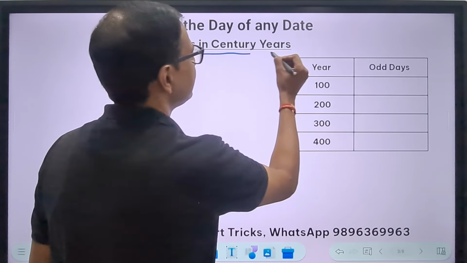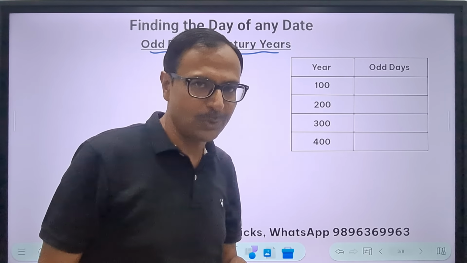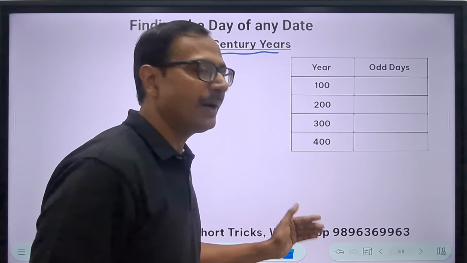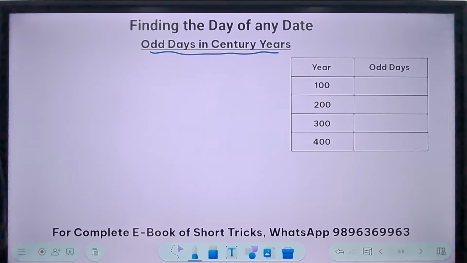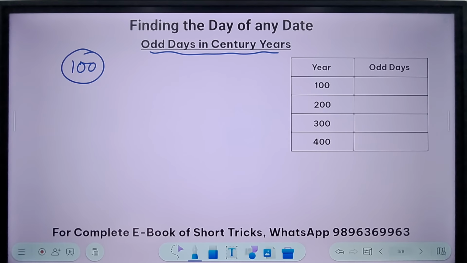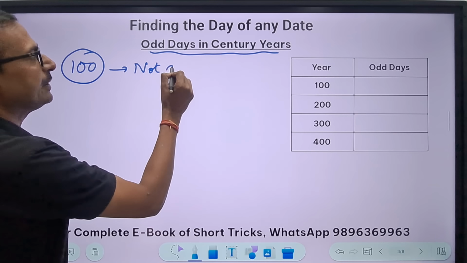So these are odd days in century years. See, I have taken 100, 200, 300, 400 like this. What if it is like 500, 600, 700? Why haven't I written that? I'll tell you later. Let me just take up the concept of odd days in century years first. So 100. See, 100 is not divisible by 400. So I told you, whenever we are talking about century years, we have to check the divisibility by 400, not by 4. So 100 is not divisible by 400, and so 100 is not a leap year.